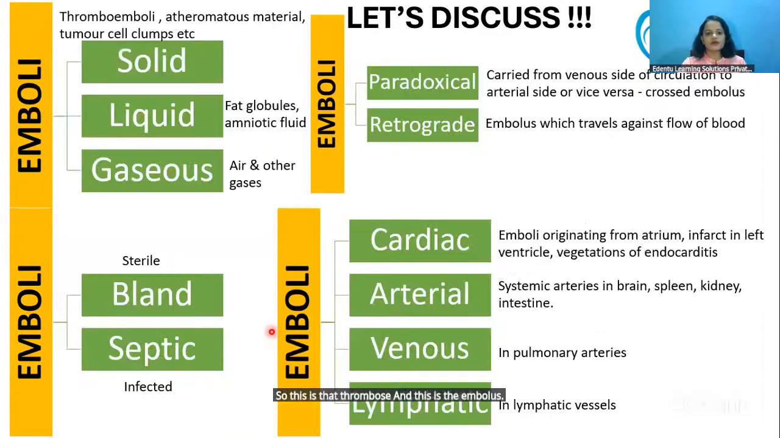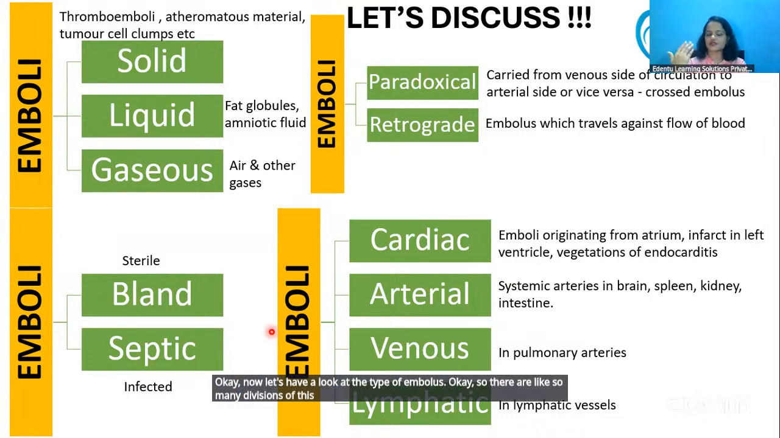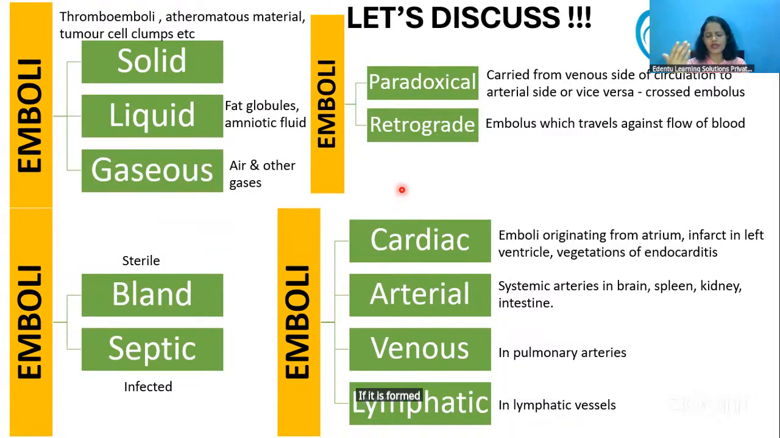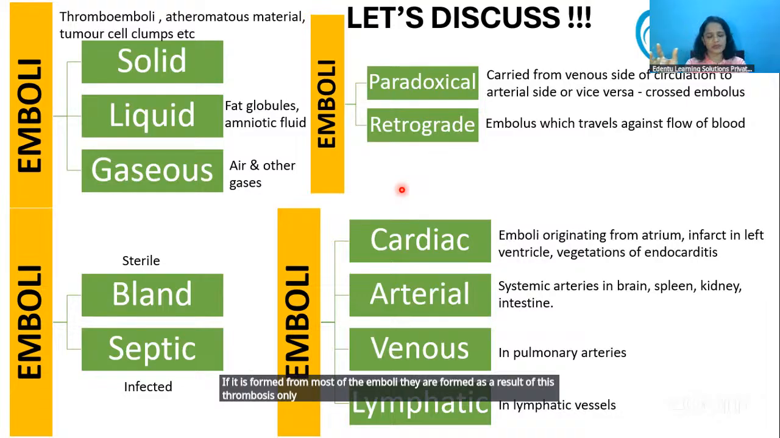Now let's have a look at the types of embolus. There are many divisions of emboli. There are solid emboli, and liquid and gaseous emboli. Most of the emboli are formed as a result of thrombosis only. The disintegrated part of the thrombus makes up the emboli, but they can also be formed from fat globules, amniotic fluid or air.